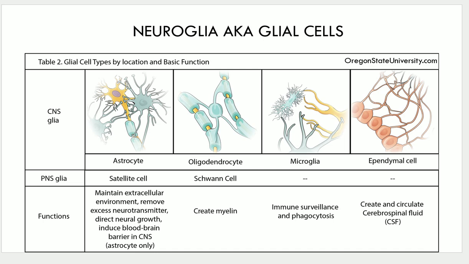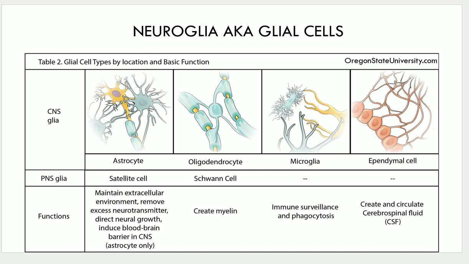Oligodendrocytes create myelin and make an axon myelinated in the central nervous system. In the peripheral nervous system, it's called a Schwann cell, but it's basically the same. It makes myelin. So oligodendrocyte in the central nervous system, Schwann cell in the peripheral nervous system. So know that.